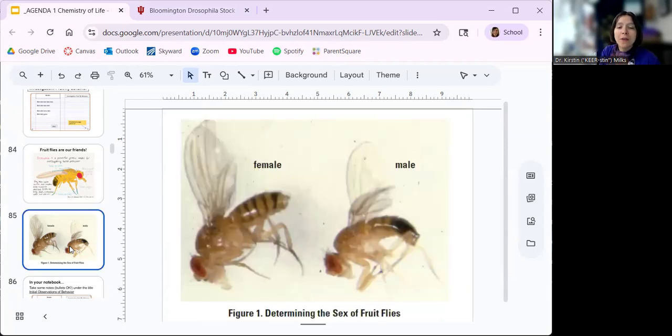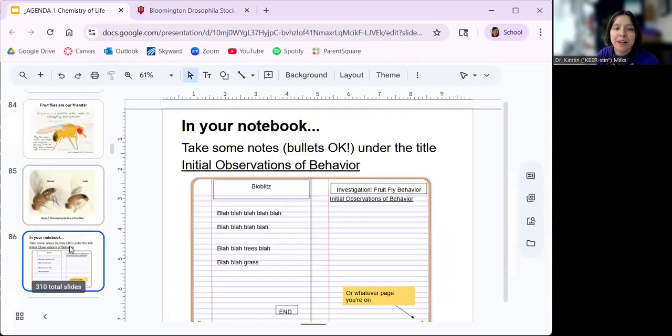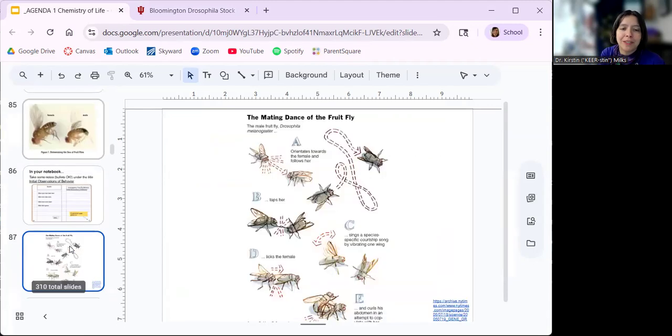So we've got female and male fruit flies. There are other phenotypes, but most of the fruit flies you'll see will look like these. And people took some initial observations of behavior. You don't need to do that. Some behavior you might see is the mating dance of the fruit fly. Turns out there's some choreography that's pretty stereotyped during mating.